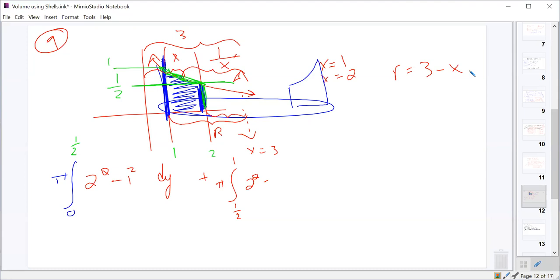Nodding heads here generally. At home, does that make sense? Yes. Okay. And then I have to turn that x into terms of y. So y equals 1 over x, so x equals 1 over y. So this will be r equals 3 minus 1 over y.